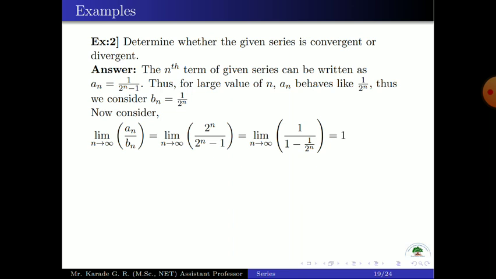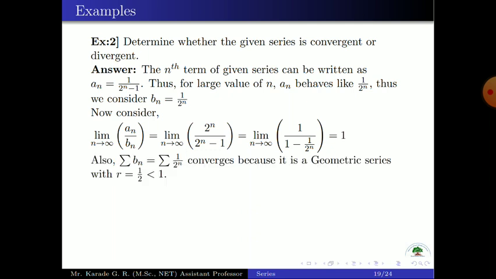Limit n tends to infinity 2 raised to n divided by 2 raised to n minus 1 is equal to limit n tends to infinity 1 upon 1 minus 1 upon 2 raised to n, and the limit is 1, which is not equal to 0 and is finite. Therefore series an and bn behave alike, but series summation bn, 1 upon 2 raised to n, is a convergent series because it is a geometric series with r equal to 1/2. R means common ratio, which is 1/2 and less than 1. Therefore series bn is convergent, and therefore series an, whose nth term is 1 upon 2 raised to n minus 1, is also convergent.